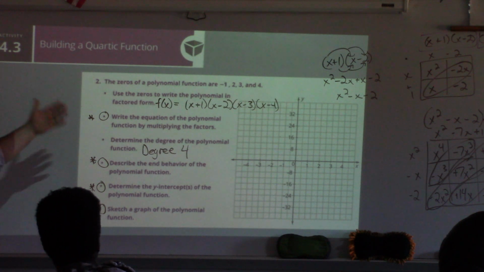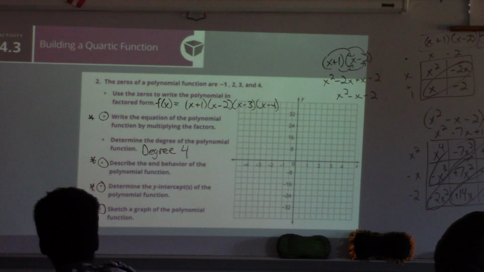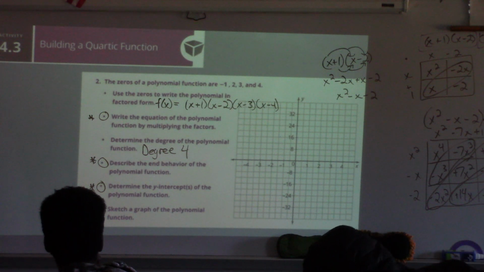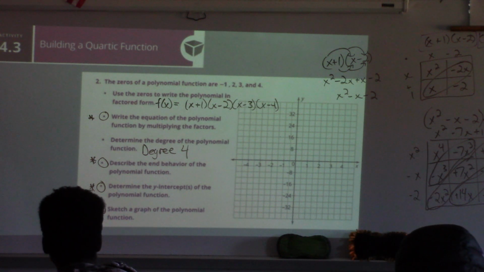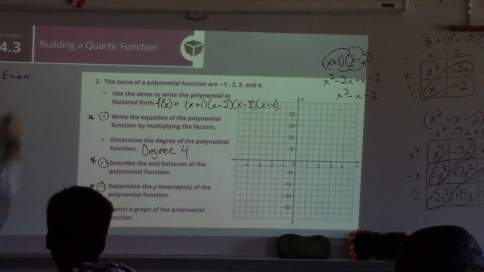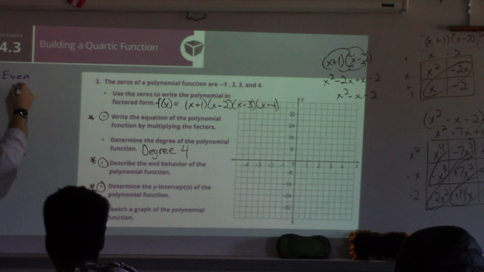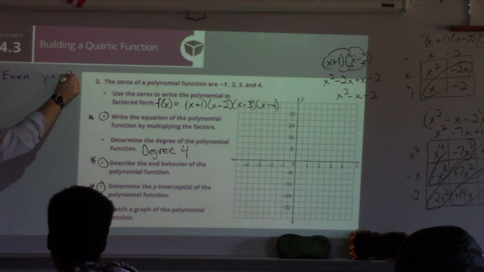So we already have our equation. End behavior. Some people are stressing about the end behavior, like I got to graph it to figure out the end behavior. I mean, can you figure out end behavior from the graph? 100%. But there's only two types of end behaviors. There's even and odd. If it's even, the easiest even function is y equals x squared.